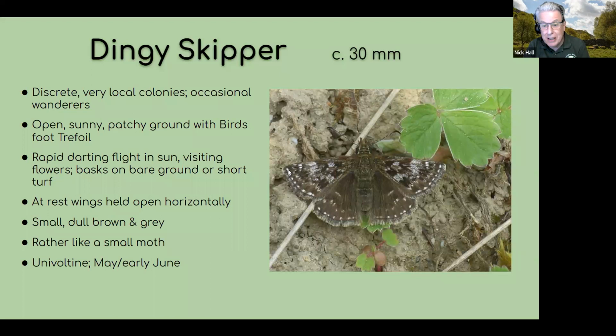When the males are young, they're almost black with very distinct white spots. They're almost like a grizzled skipper. The females are much lighter in color. That I think is a female. Yes, it is. The males generally have a long, thin body. Females have a fat, chubby body.